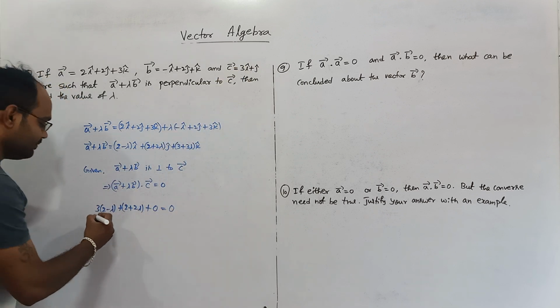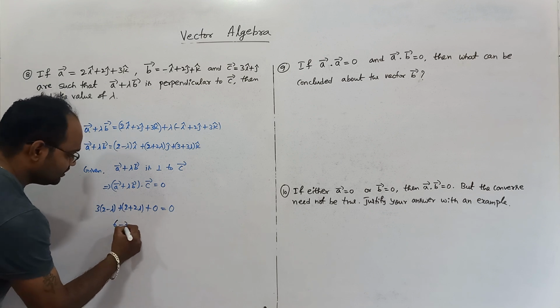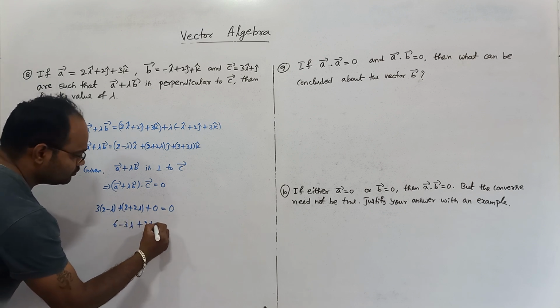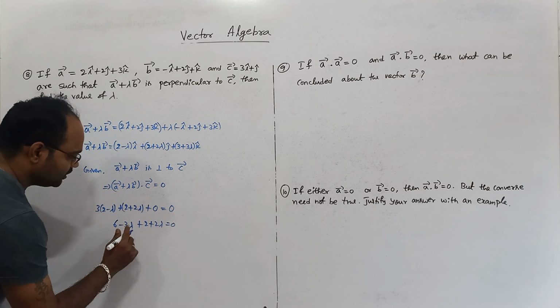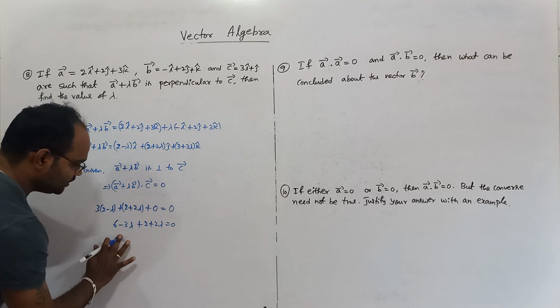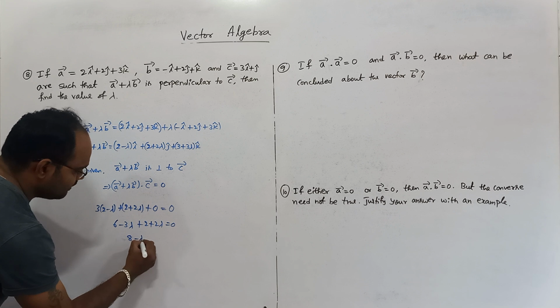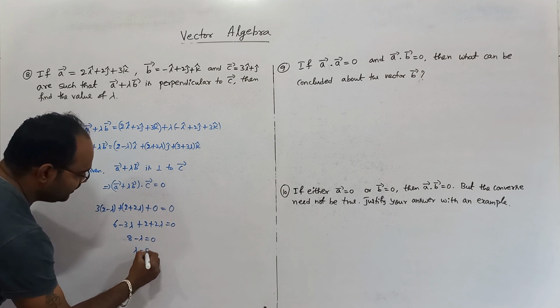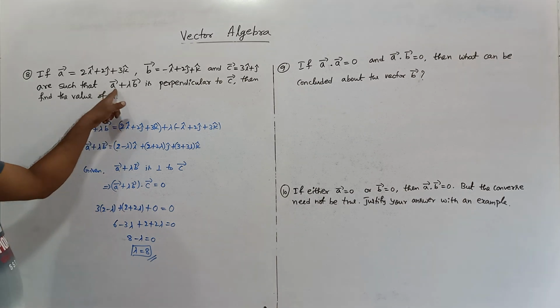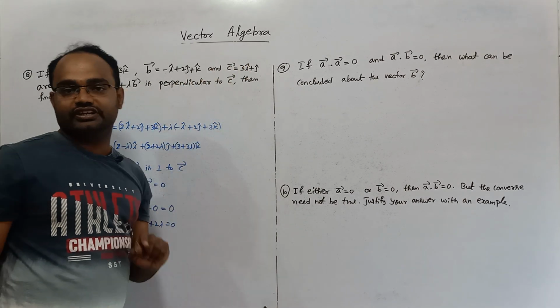Now simplify and find the lambda value. 6 minus 3 lambda plus 2 plus 2 lambda equal to 0, so that is 6 plus 2, that is 8 minus lambda equal to 0, so lambda will be 8. So which is the required value of lambda if A plus lambda B is perpendicular to vector C.